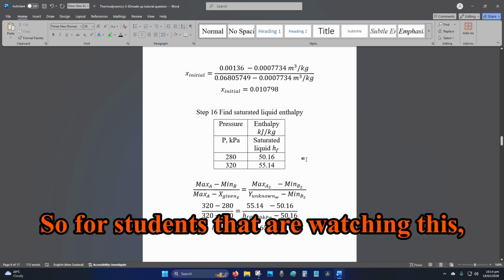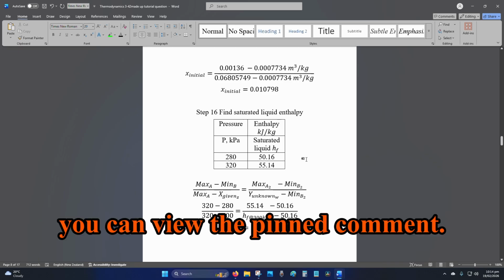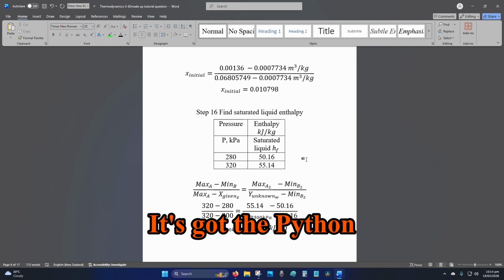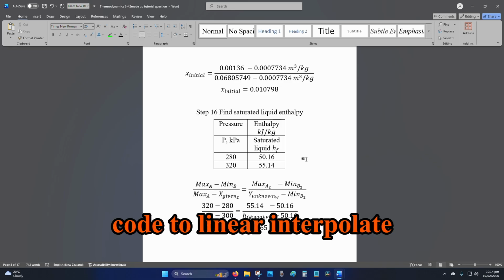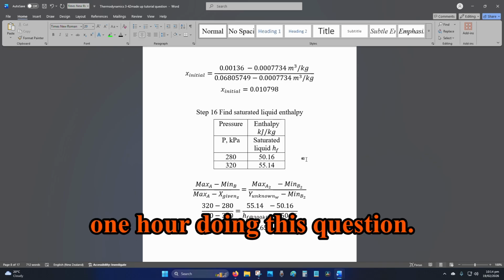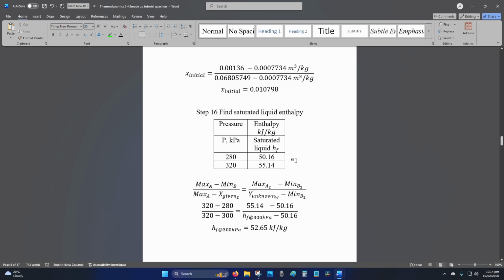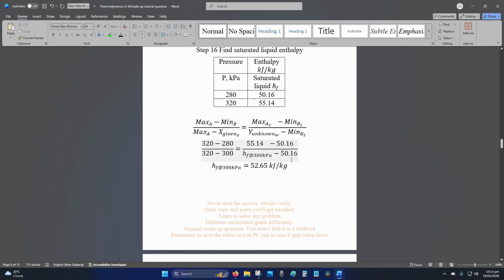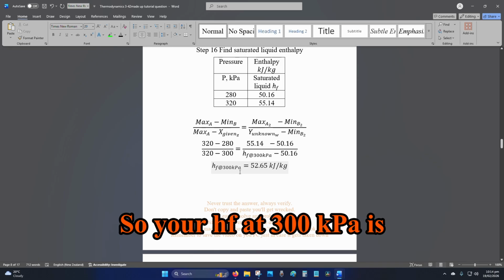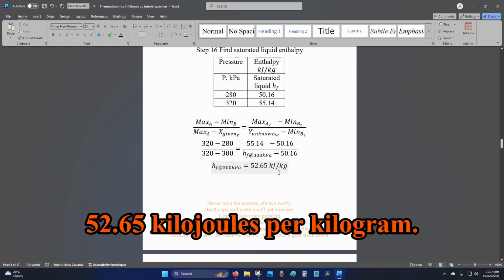So for students that are watching this, you can view the pinned comment. It's got the Python code to linear interpolate, so you don't have to spend 1 hour doing this question. Alright. So your HF at 300 kPa is 52.65 kilojoules per kilogram.